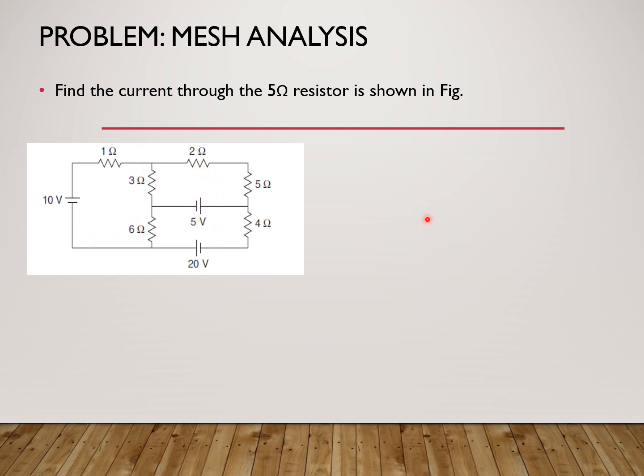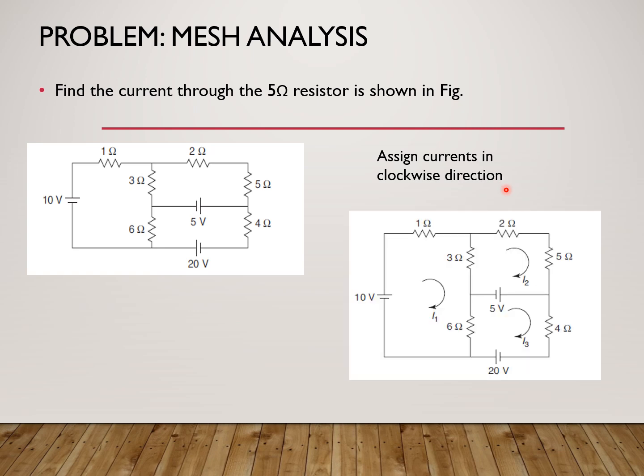Once we have identified them, we assign currents. It is assigned in the clockwise direction. It could be anti-clockwise also; it is purely random. Once we assign the directions, it looks like this: I1, I2 and I3 with clockwise directions. Again, it is just a random assumption. If the assumption is wrong, the currents we find after solving will be negative. That is the only difference.